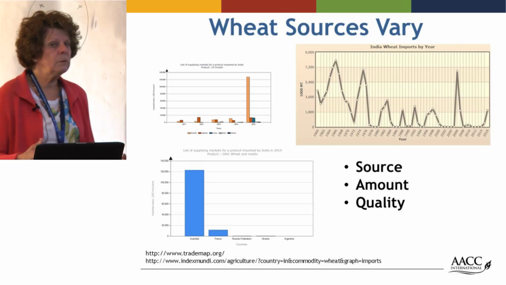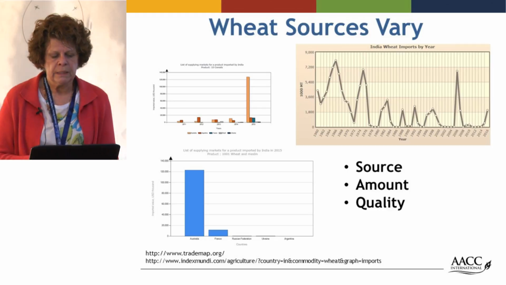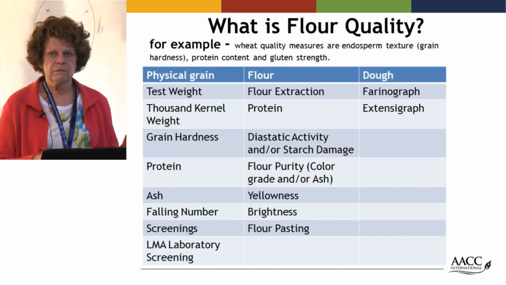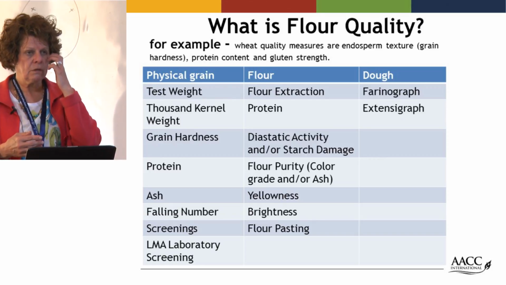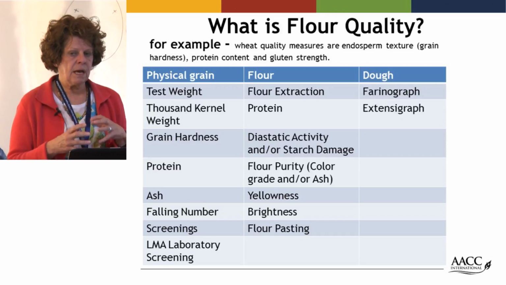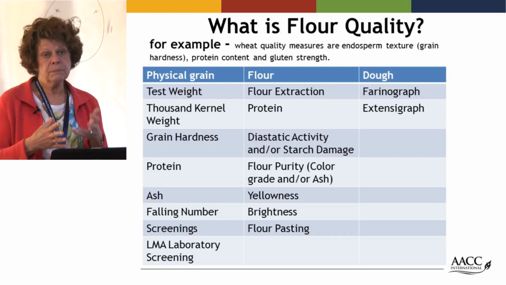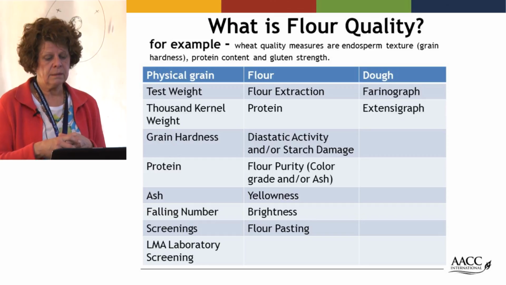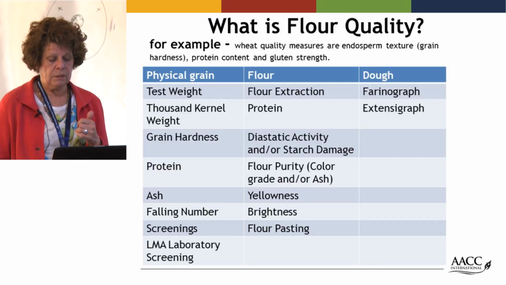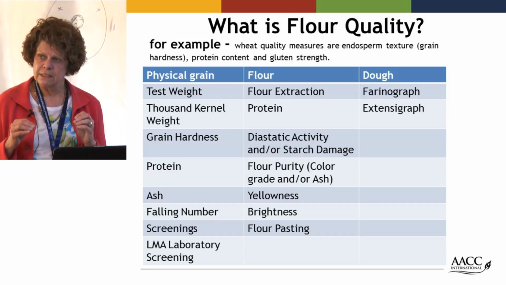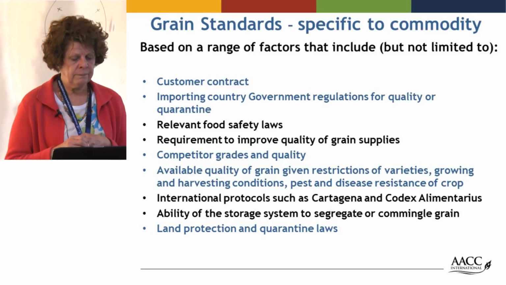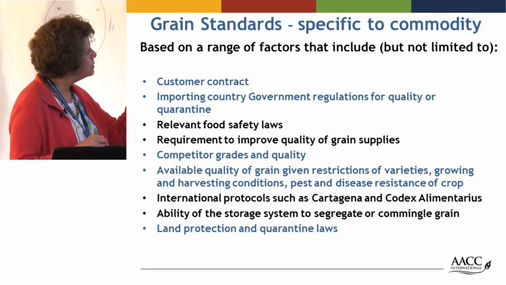So what do we talk about when we talk about flour quality? Well, these are the standard tests that flour mills run. They run protein, ash, falling number, which is a measure of the viscosity of the starch in the grain. And these are important to the buyers. And these are important measures, and they may or may not be included in the contracts. The contracts will have the safety factors in them, and I'll get to that in just a minute. So grain standards are specific to the commodity.